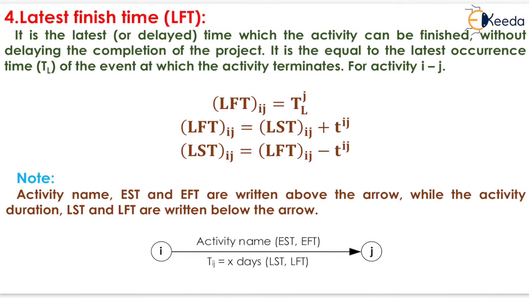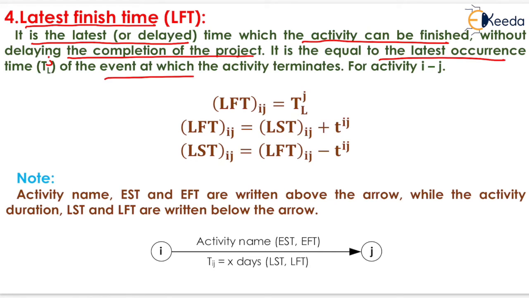Now the next one will be the latest finish time, that is LFT. It is the latest or delayed time by which the activity can be finished without delaying the completion of the project. It is equals to the latest occurrence time, that is TLJ, of the event at which the activity terminates. For activity ij, LFT will be equals to TLJ, which is written here.